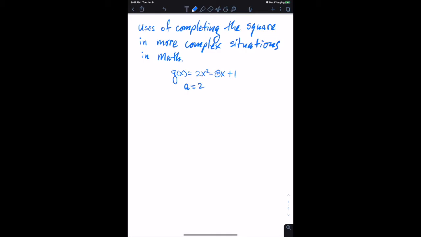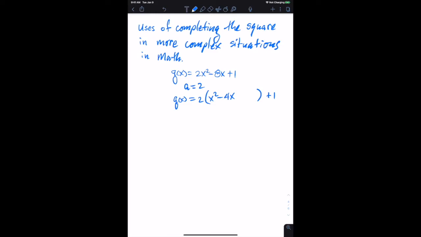Here's how it goes. The first thing that we're going to do is actually take a as a factor out from the first two terms of the function that is given to us. And so now we're going to write g of x is equal to 2 in parentheses x squared minus 4x. And we're going to finish our parentheses off wide, and there's a reason for doing that. And then we're going to put that third term plus 1 out beyond the parentheses.